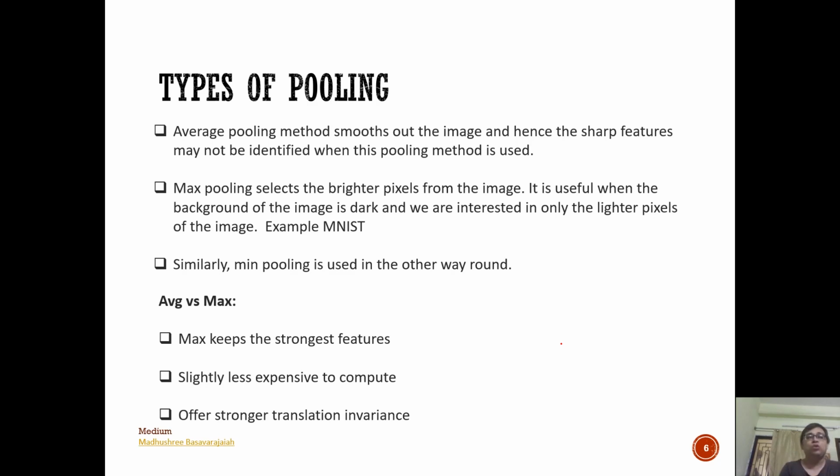Similarly, min pooling can be used the other way around, where the background of the image is light and the pattern is darker. There you can use min pooling. For a long time average pooling was the one being used, and later on people shifted to max pooling because max keeps the strongest feature. It is slightly less expensive to compute and offers strong translation invariance. So this is what we are going to take a deeper look at. What is this invariance all about?